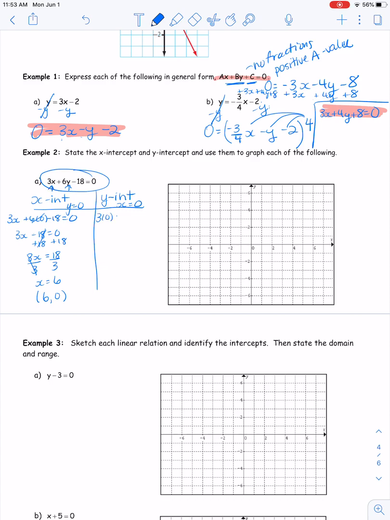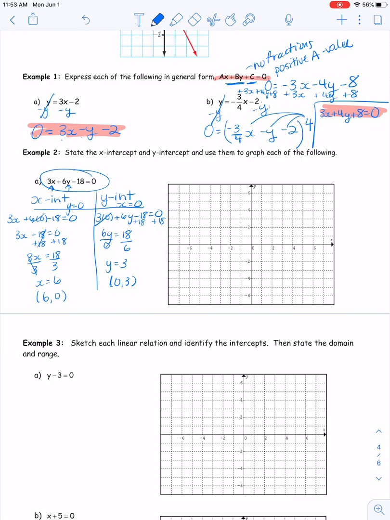3 times 0 plus 6y minus 18 equals 0. I'm going to add 18 as well in the same step. So I have 6y is equal to 18. Divide both sides by 6. Y is equal to 3. So this looks like this: 0, 3. Okay, x is 0.